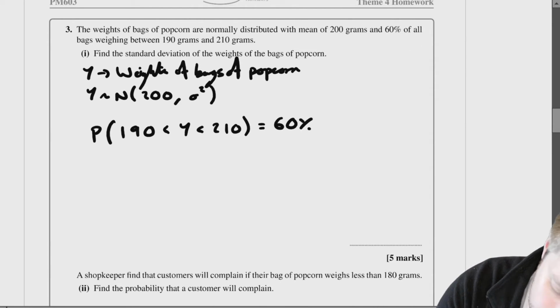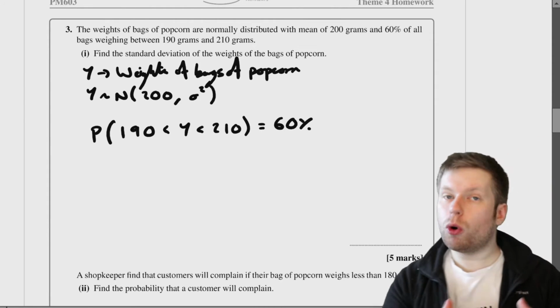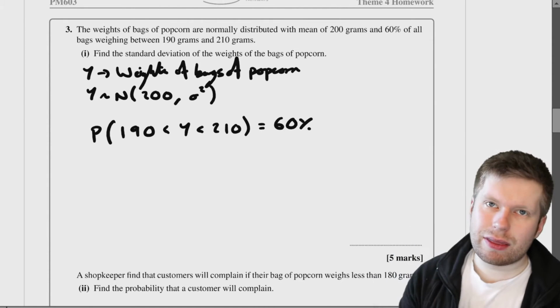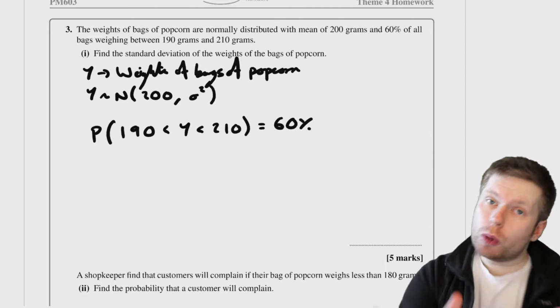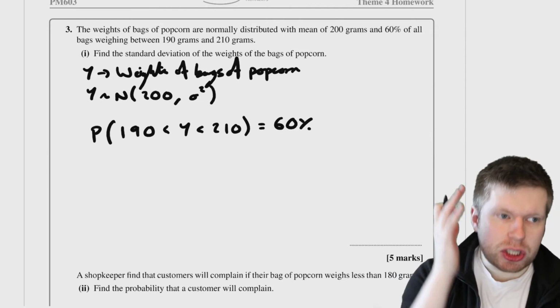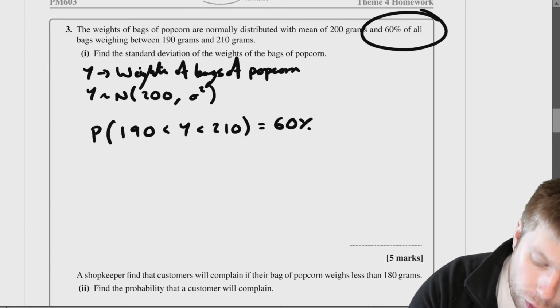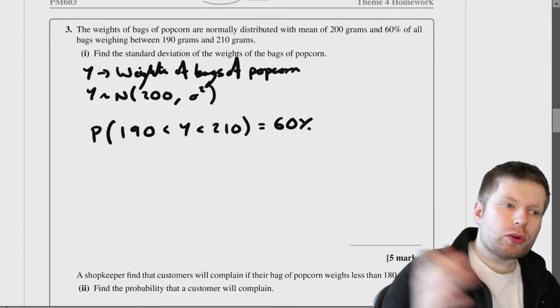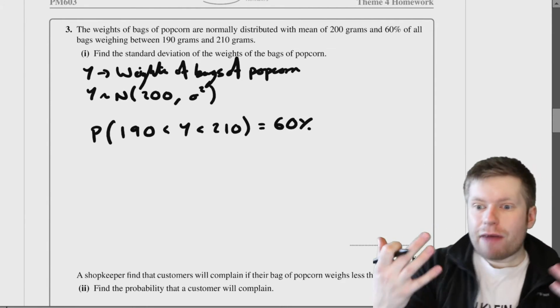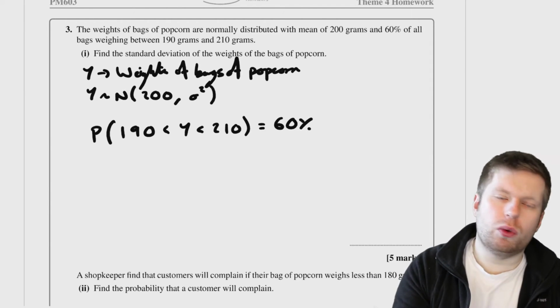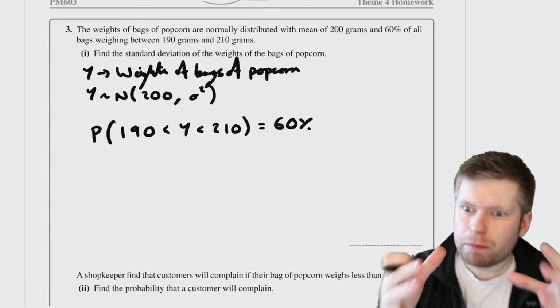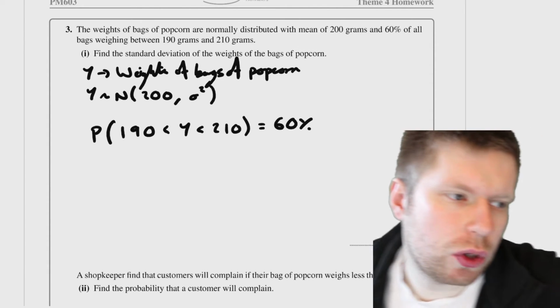Okay, so let me say that again. If I pick out a bag of popcorn at random, the probability that that bag weighs between 190 and 210 grams should be 60%, because I'm told that 60% of all the bags of popcorn weigh between those two weights. Therefore, there's a 60% chance of picking out a bag which lies between those two weights.